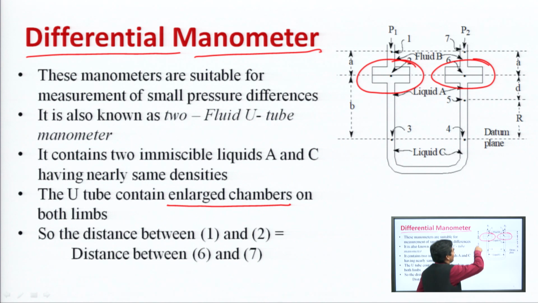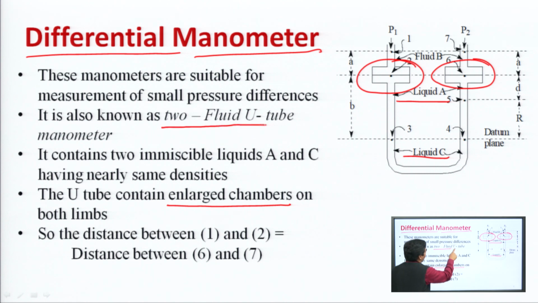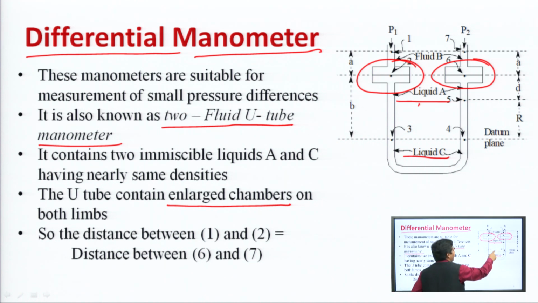In this case, two immiscible liquids, liquid A and liquid C, are used. So, this is also called a two-fluid U-tube manometer, because two different liquids are used. The third one is fluid B, which is also used in this manometer.